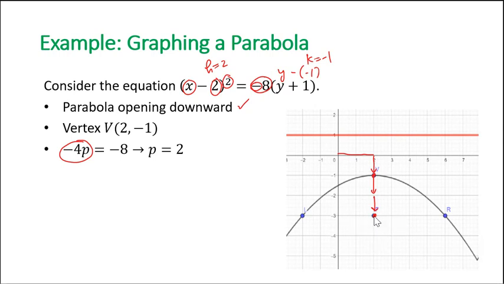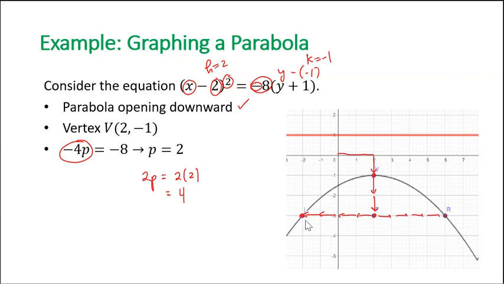So the endpoints will be at the left and at the right side of the focus. In this case, the distance between the focus and L and R would be 2 times t. So if t is equal to 2, then 2 times t will be 2 times 2, which is equal to 4. So from the focus, we have to move 4 units going to the left to get the endpoint of the latus rectum, and then 4 units going to the right to get the other endpoint of the latus rectum.